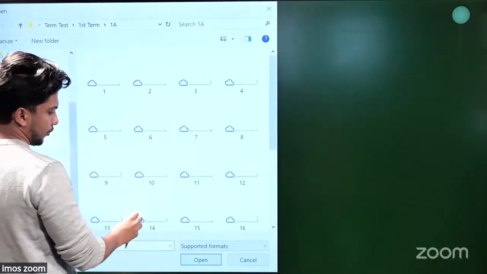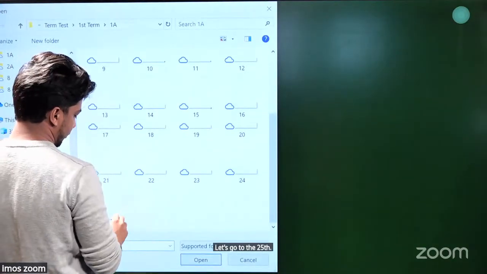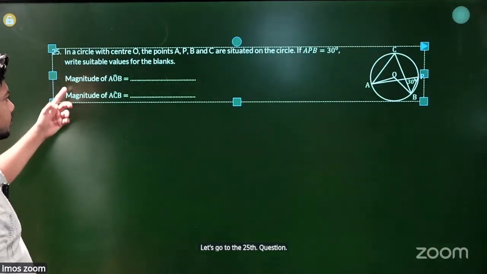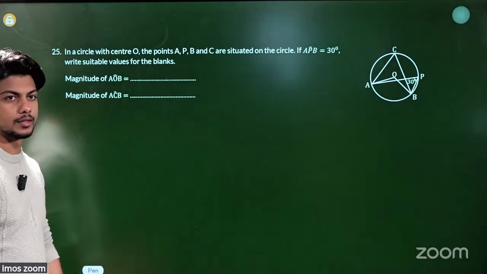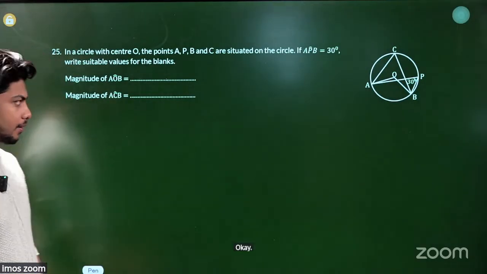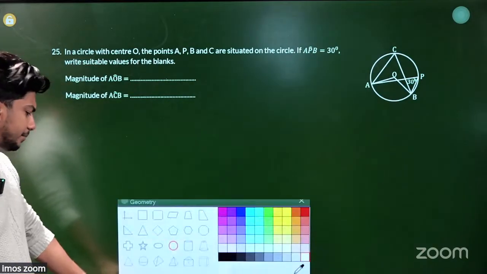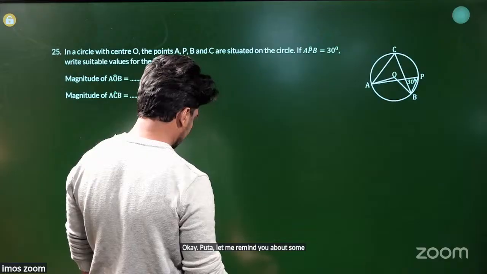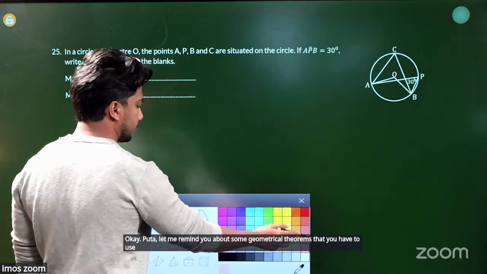Let's go to the 25th question. Puta, let me remind you about some geometrical theorems that you have to use in this problem.